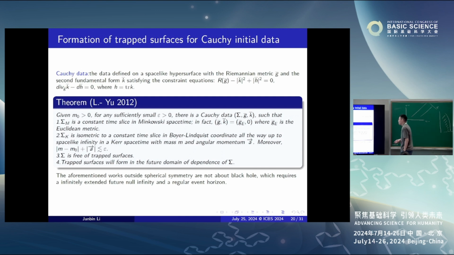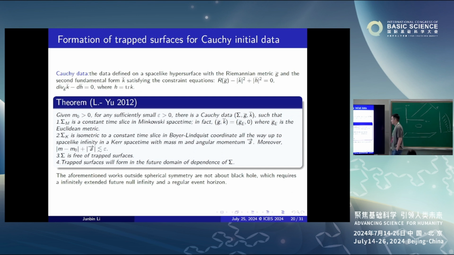But anyway, we proved the following result. Given any mass and any very small epsilon, we can construct a space-like Cauchy data such that, let me first look at the last statement, this data contains no trapped surface, but a trapped surface will form to the future of this data. So we construct a space-like Cauchy data with no trapped surface here, but in the future we will have a closed trapped surface. So this is something collapsing.